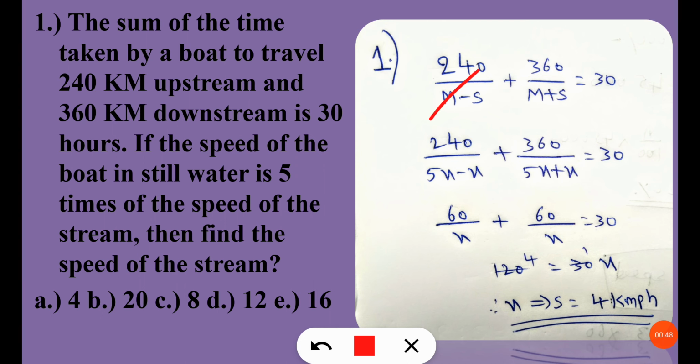The upstream distance by upstream speed plus downstream distance by downstream speed equal to 30 hours. Time taken is 30 hours. So 240 by (5x minus x) plus 360 by (5x plus x).